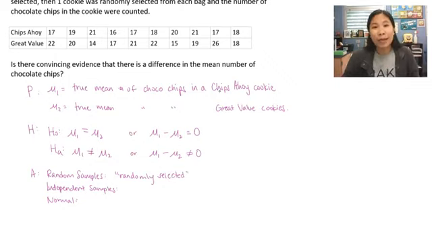Okay. For independence, we need to make sure both samples are independent. Since our sample size is 10 for each, there should be at least 100 cookies of Chips Ahoy, and at least 100 cookies for the Great Value, which is definitely true. They make so many cookies.